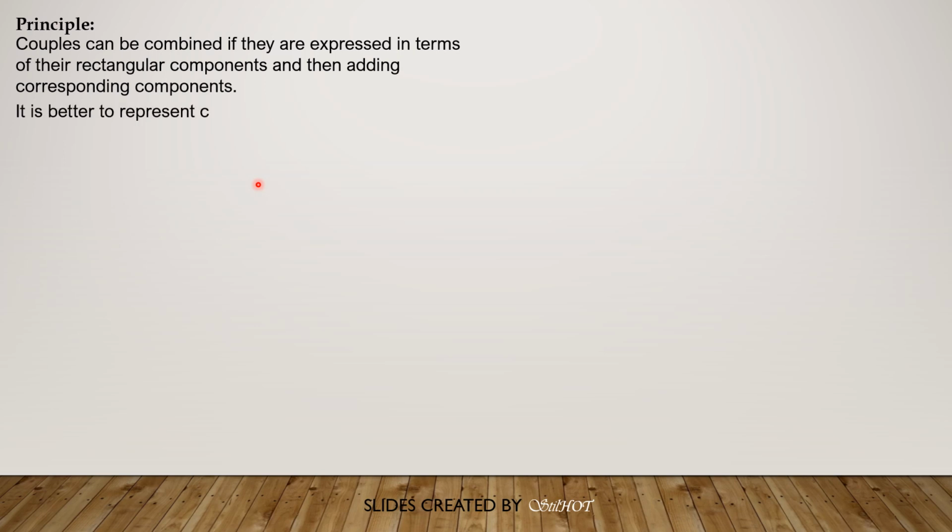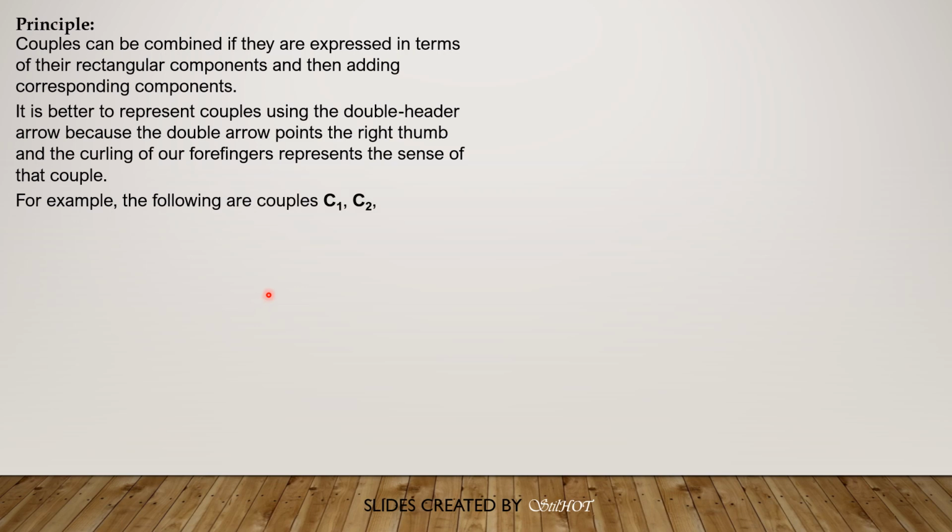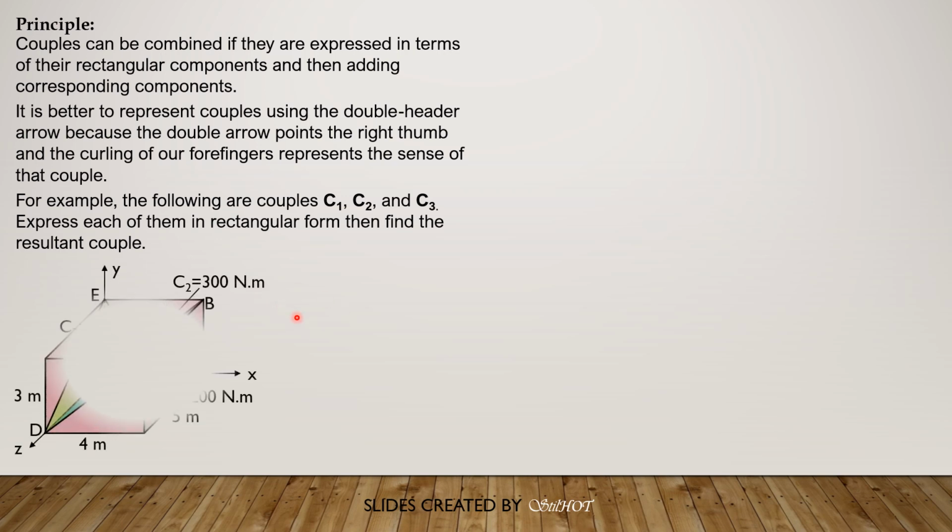So it is better to represent couples using the double arrow, remember, because the double arrow points the right thumb and the curling of our forefingers represents the sense or the direction of that couple. So for example, the following are couples C sub 1, C sub 2, and C sub 3 with associated components. Let's express each of them in rectangular form, then find the resultant couple.